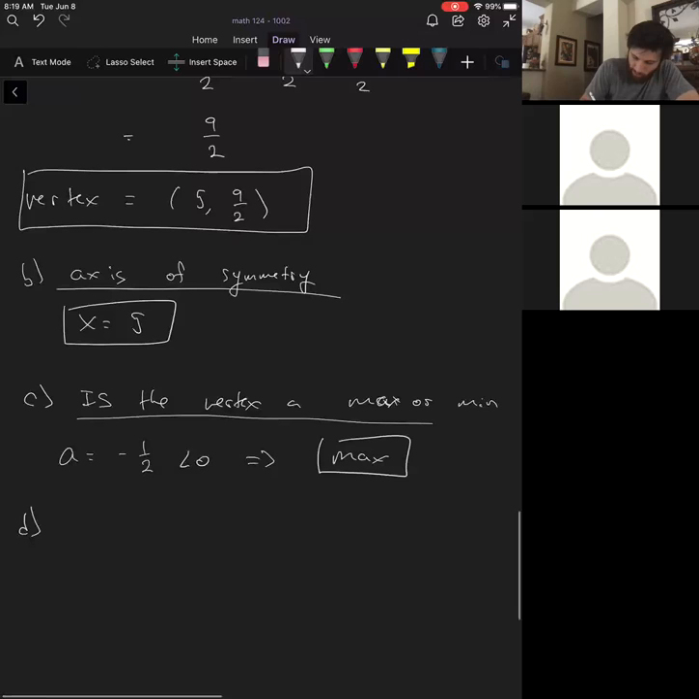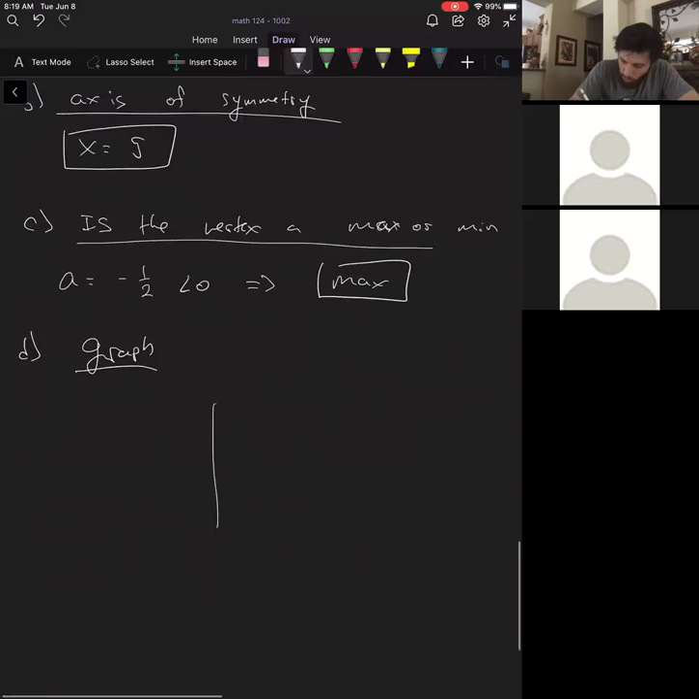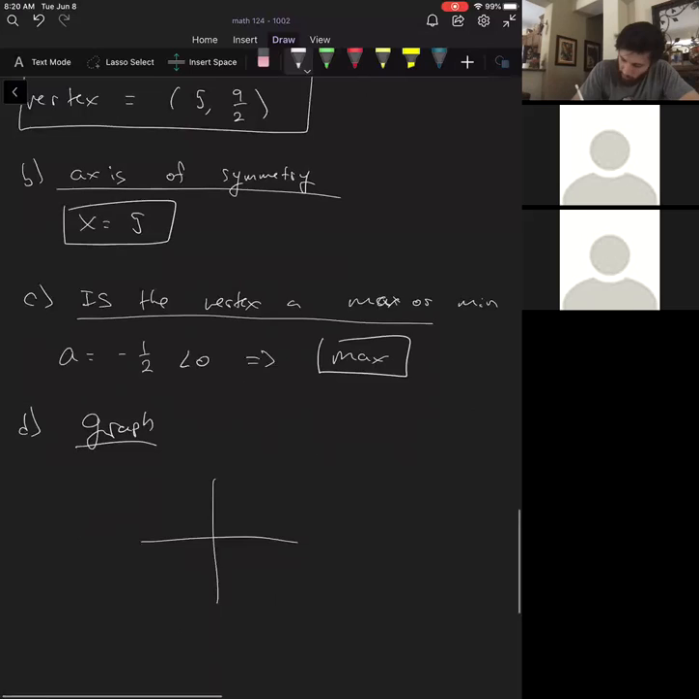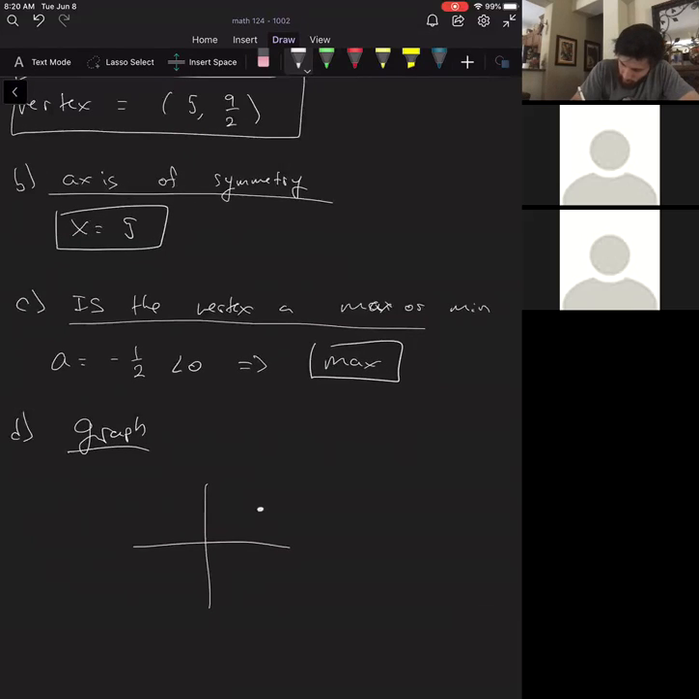Okay, so now we need to graph it. So to graph, we start just by putting the vertex. What was the vertex? The vertex is 5, 9 over 2. So 5, 9 over 2, somewhere over here. And now since our a value is negative, it opens downward. So it's going to look something like this. All right, so there's a little sketch of the graph.